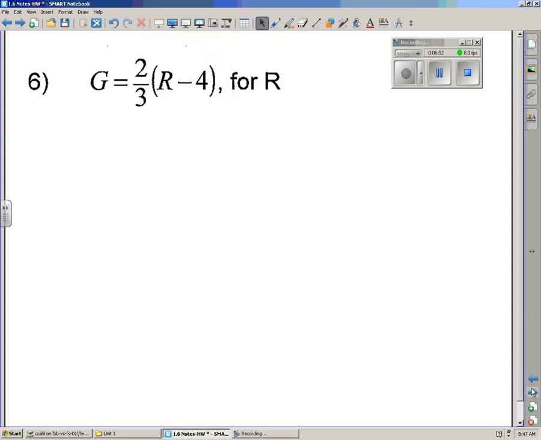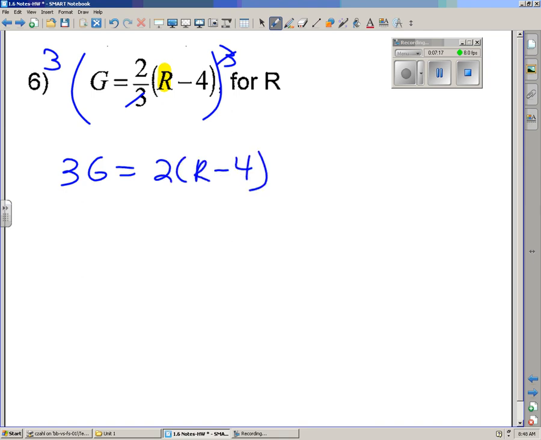Next one is g equals 2/3 r minus 4. We're looking to solve for r. We will do this just the fraction way. In order to get rid of the fraction, you're going to multiply both sides through by a 3. That leaves you with 3g equals, remember those 3's cancel out on the right, 2 times r take away 4. You have to, in this case, distribute, and we're going to get 3g equals 2r minus 8. Add 8 to both sides.